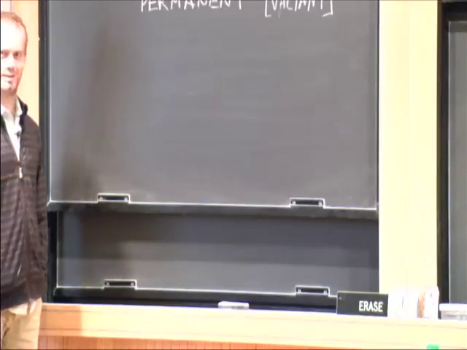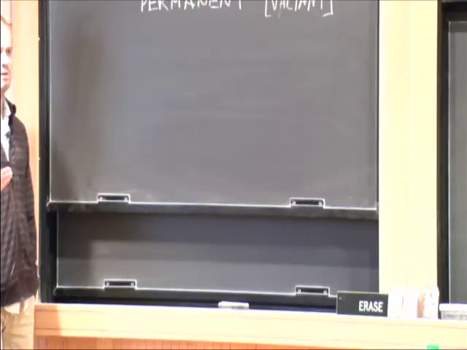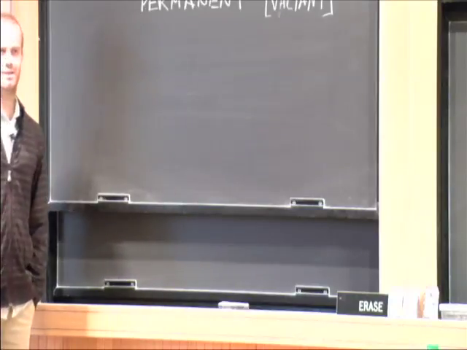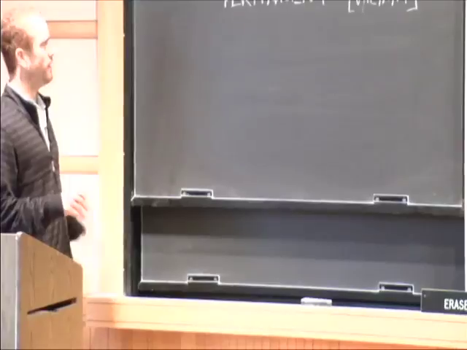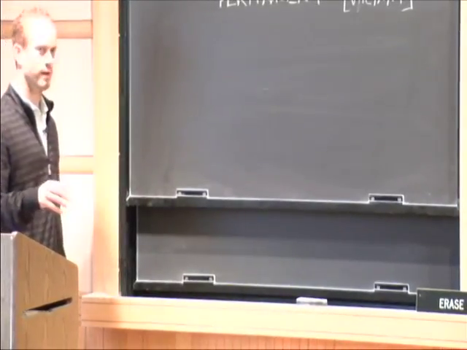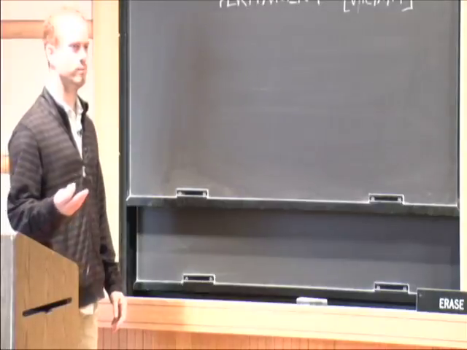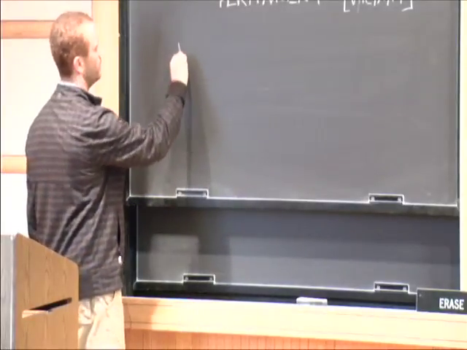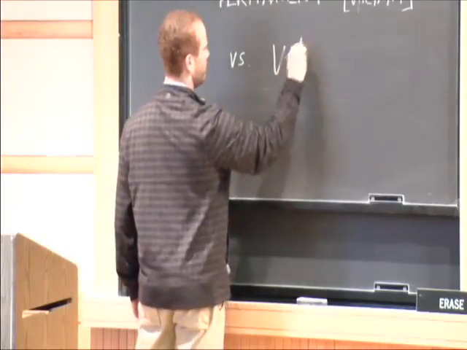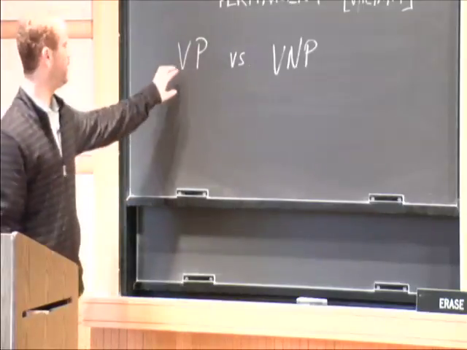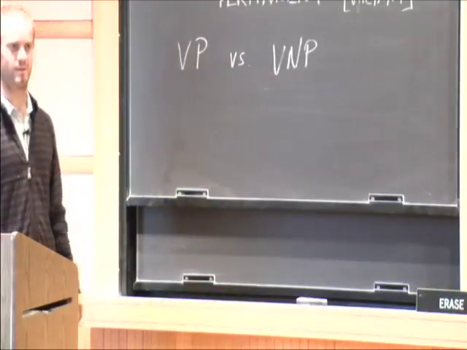The biggest question we are trying to solve is the P versus NP problem. And Valiant in '79 defined an algebraic version of this problem, which we today call the VP versus VNP problem. And V stands for Valiant, as far as I know.